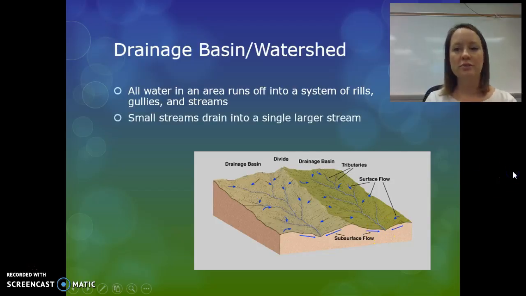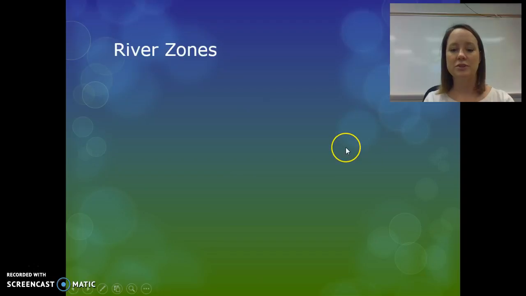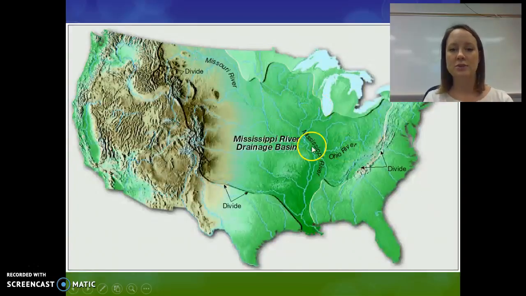The largest river basin in the U.S. is the Mississippi, which covers the entire Midwest. The divide on the East Coast is the Appalachian Mountains, so everything to the east goes into the Atlantic Ocean. Everything to the west flows into the Mississippi and eventually the Gulf of Mexico. To the west of the Mississippi River, the divide runs through the Rocky Mountains, and everything to the west of that flows into the Pacific Ocean.